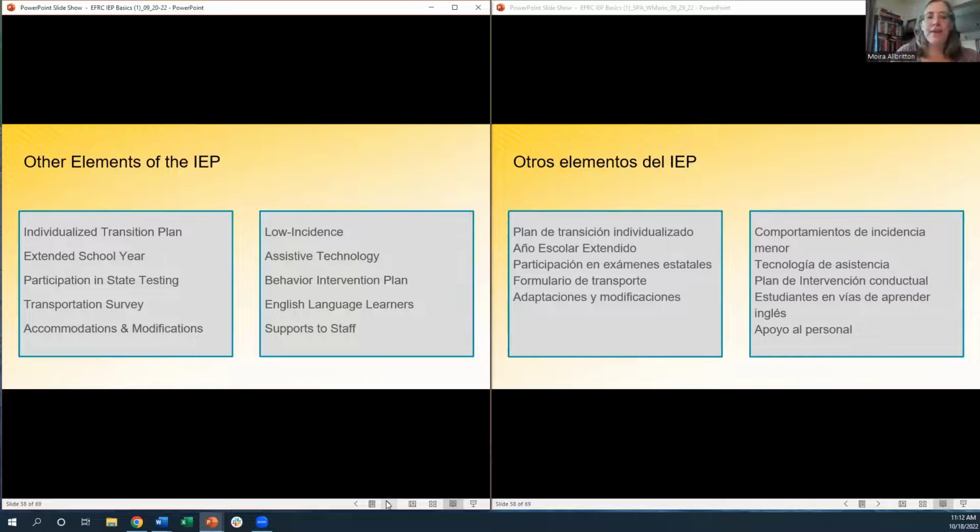We could talk about extended school year. We could talk about participation in state testing, transportation, accommodations and modifications, which could be its own training, and low incidence, which usually means visually impaired or deaf and hard of hearing. We also have assistive technology, behavior intervention plans, English language learners, considerations for those students, and supports to staff. Those are all things that need to go into this IEP. So you can imagine why an IEP takes a while, particularly if a parent is actually participating verbally.